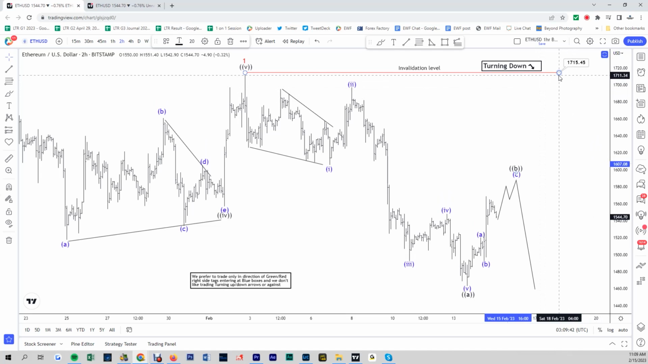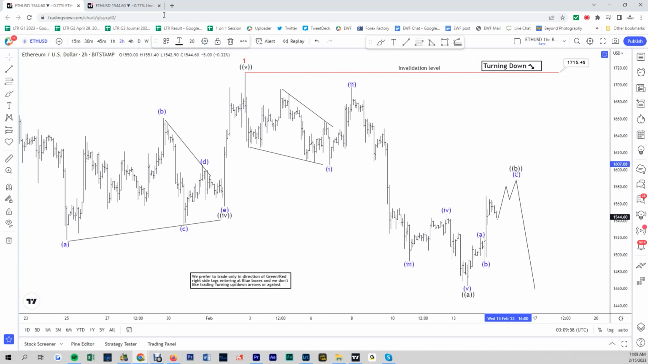So this is the key level, 1715. From there we have 5 waves down, quite clear 5 waves. So we're looking for the rally to fail for another leg down one more time in the C leg before we finish with 2, right?